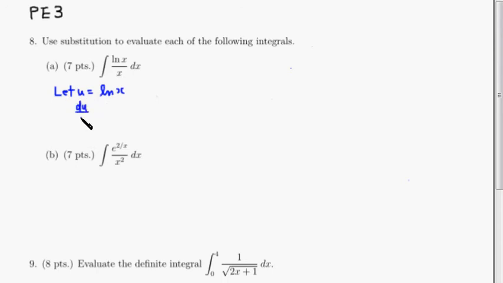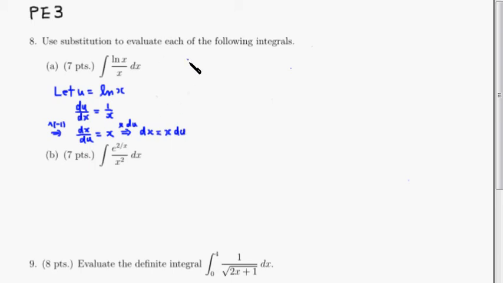du over dx, take the derivative, and you get 1 over x. Then take the reciprocal of both sides, and you get dx over du, which is going to be x. Then multiply through by du. So we get dx is equal to x times du.